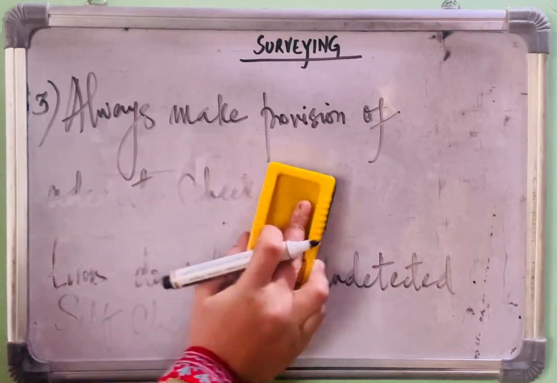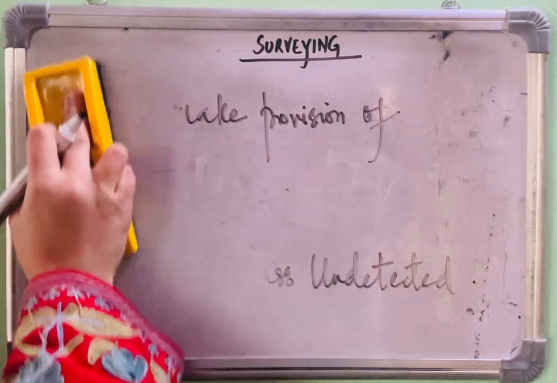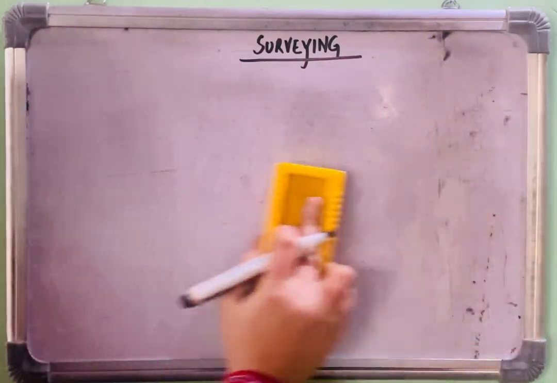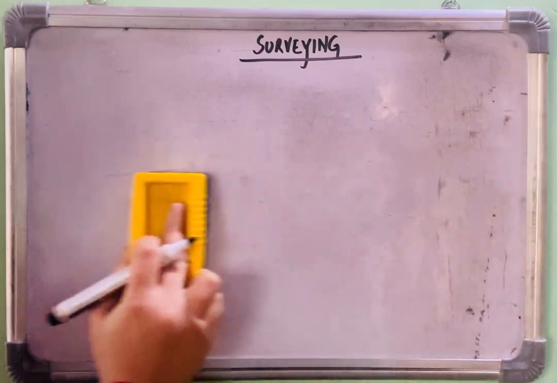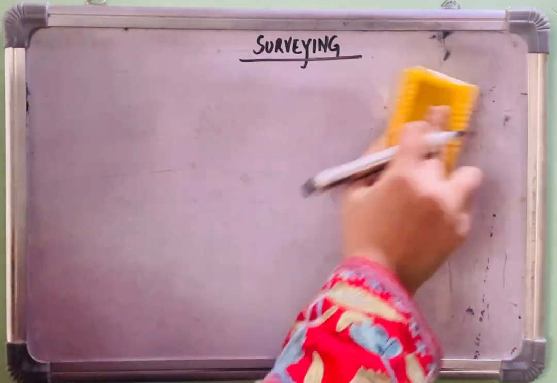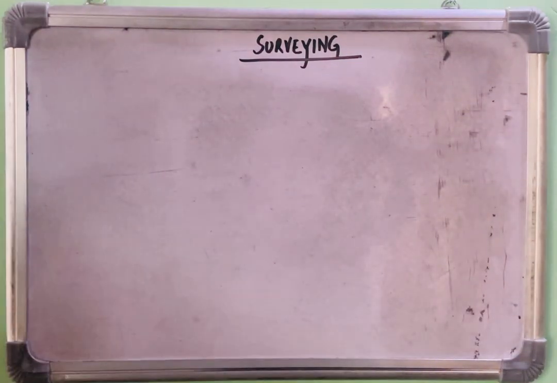Let me illustrate this with the help of an example as well, a diagram. This is the third principle of the survey. Always make provision of adequate checks.